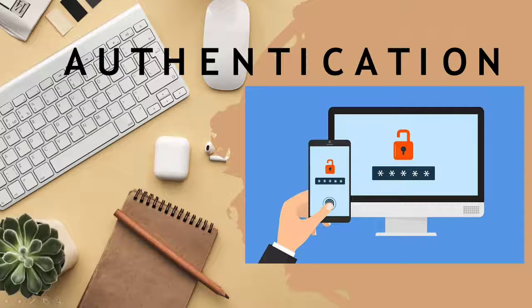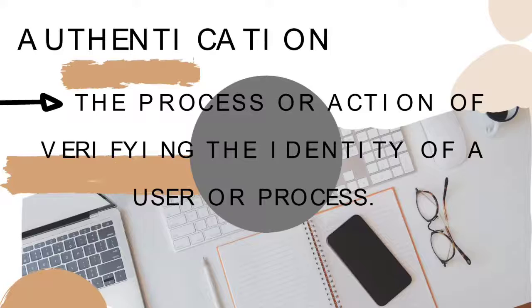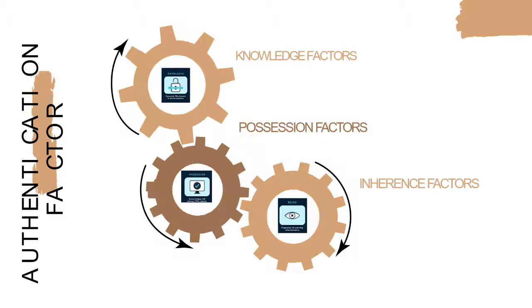Our topic for today is about authentication. So, let's first discuss what is authentication. Authentication is a process or method of showing something, such as identity, passport, or financial transaction, to be real, true, or genuine. Authentication has three key factors. These factors are knowledge, possession, and inherence.